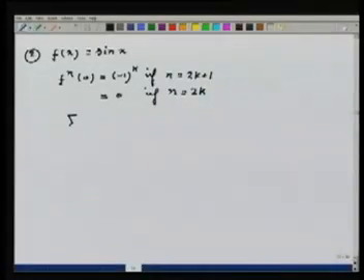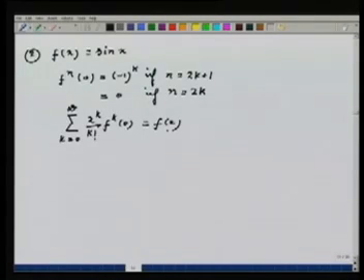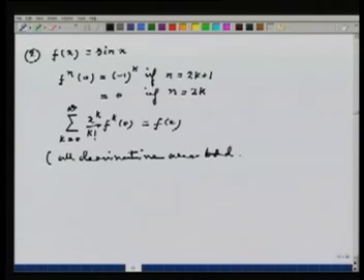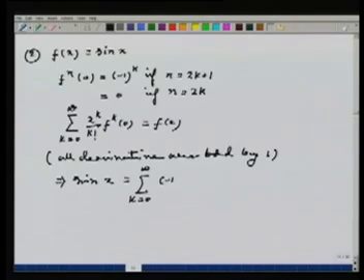Well, then we will try to write down the Taylor series of the function. It will then turn out to be summation k from 0 to infinity x to the power k by factorial k into f^k 0. I can say that this is equal to fx as all possible derivatives are bounded by a single constant. All derivatives are bounded by 1. This then implies that sine of x is summation k from 0 to infinity minus 1 to the power k by 2k plus 1 factorial into x to the power 2k plus 1.